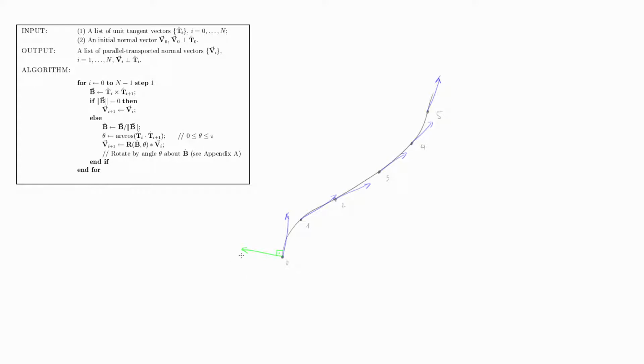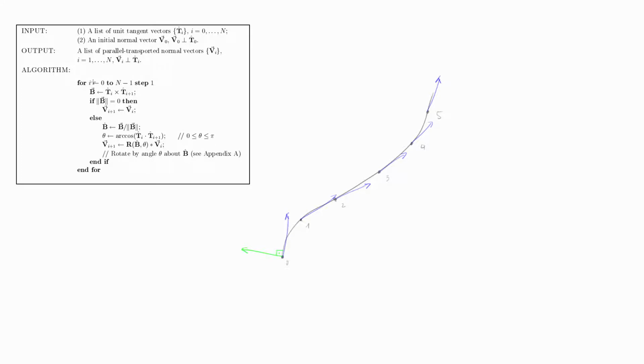If we give this to the algorithm, it will output a list of parallel transported normal vectors, vi, for all the points between 1 and n, because the normal for 0 we already chose. And all these normals will be orthogonal to their tangents. That is what this statement here says. Okay, great. So how does the algorithm work?